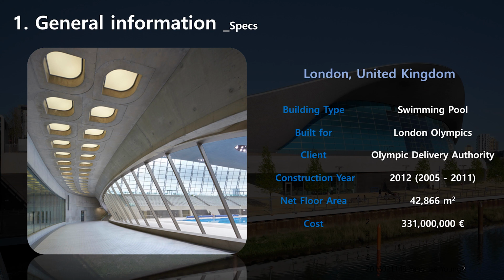And now, let's focus on our building. Our building is built for the London Olympics. Its type is a swimming pool, which is used by athletes at the Olympics. The client is the Olympic Delivery Authority.